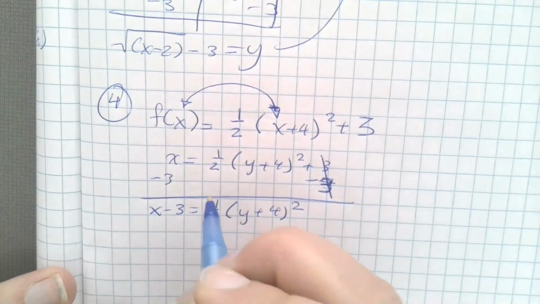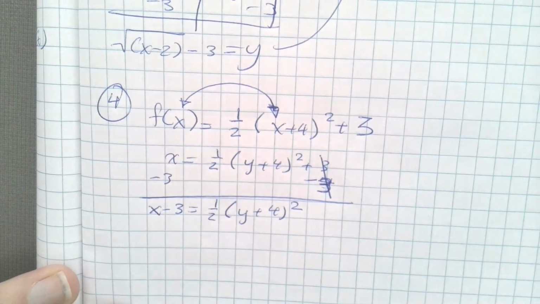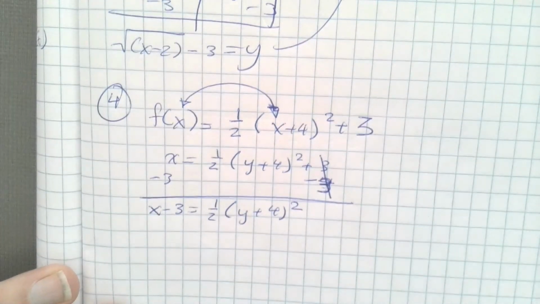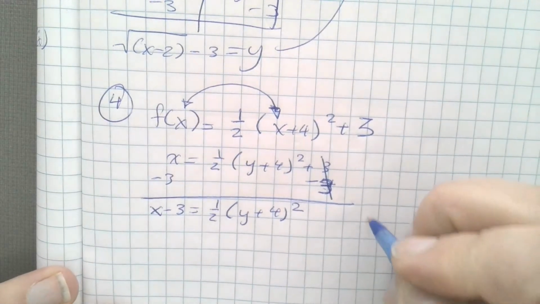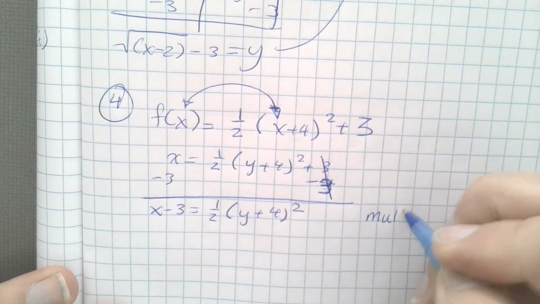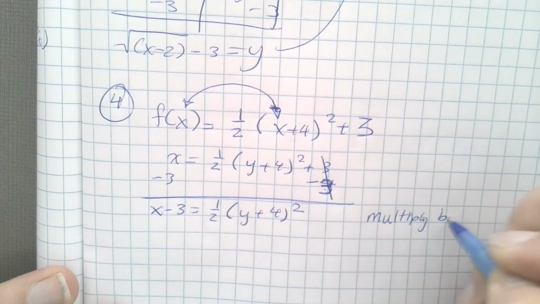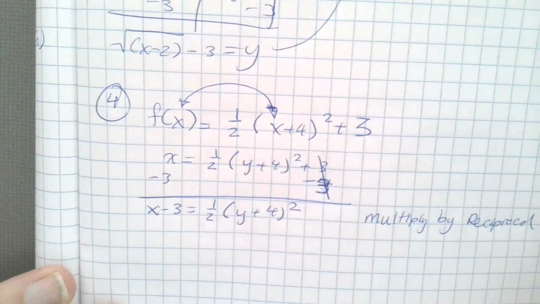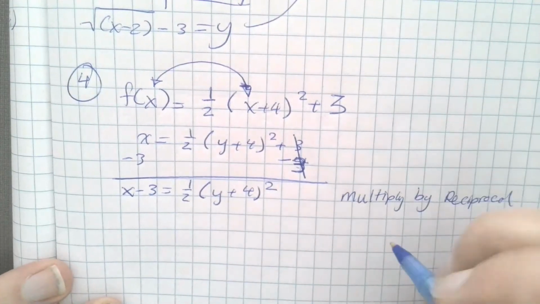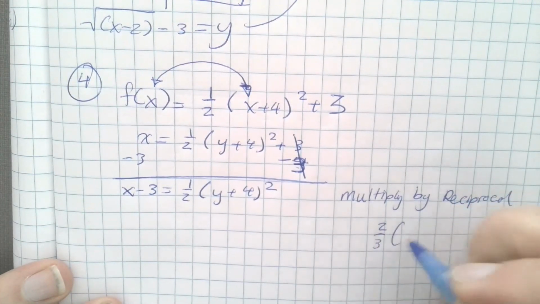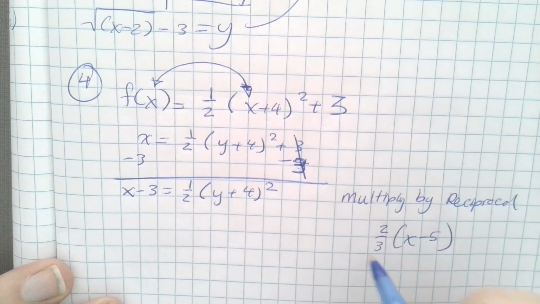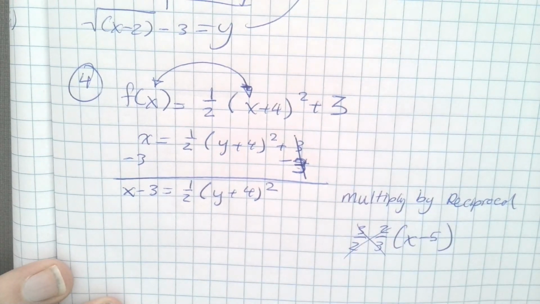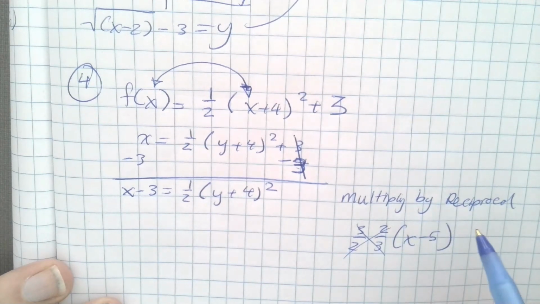We're not going to square root yet because of that 1/2. We got to get rid of that first. How do we get rid of a 1/2? We multiply by the reciprocal. So right here, can you put yourself a note? Multiply by the reciprocal. So if I had 2/3 times x minus 5, we would multiply by 3 over 2 so that these cross out. The reciprocal just means you're going to flip the fraction.